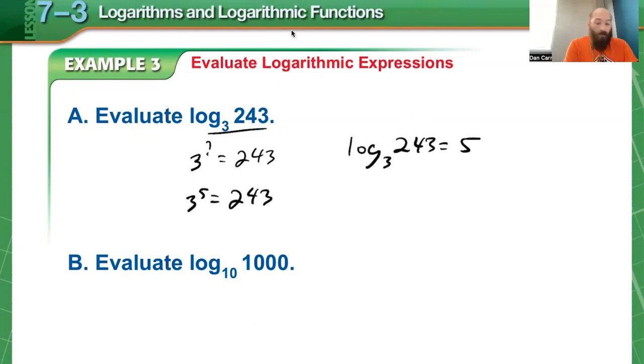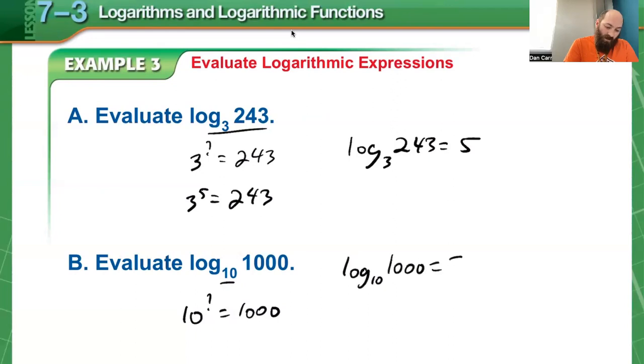Same thing with this one, log base 10 of 1,000. If I'm evaluating that one, I'm saying 10 raised to some power is going to give me 1,000. Well, 10s are not bad. That is 10 to the third power gives me 1,000. So that means log base 10 of 1,000 equals 3, because 10 to the third equals 1,000.